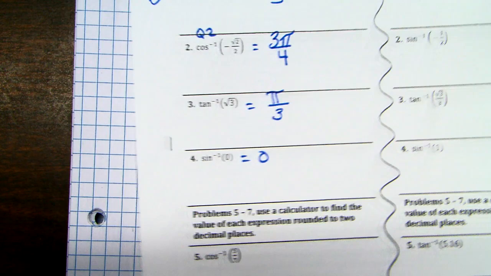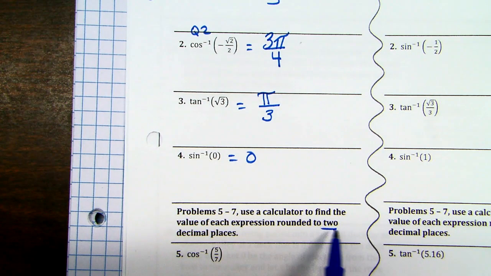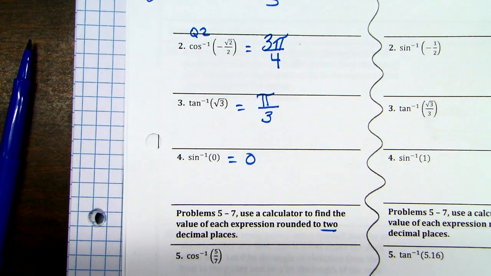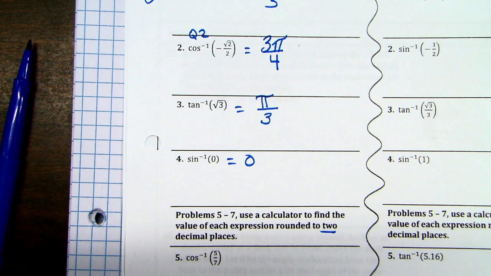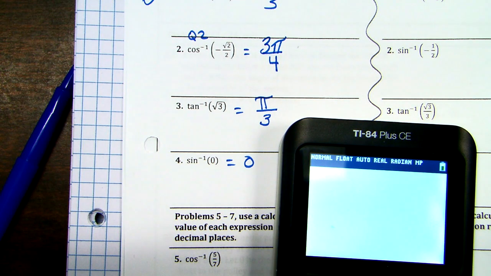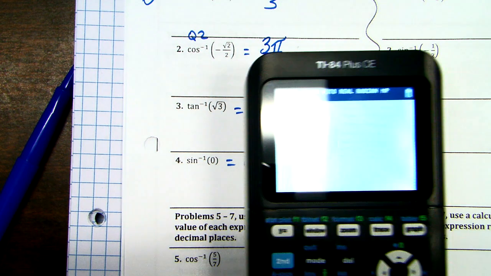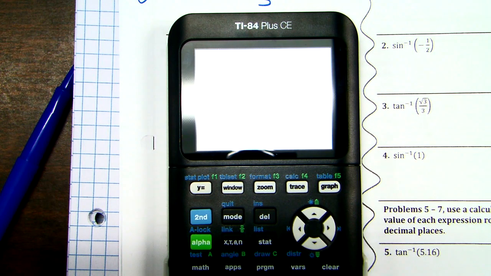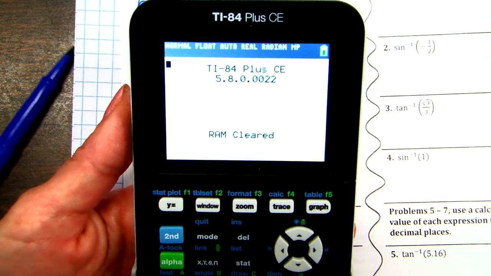Okay? Let's remember how to do the calculator and the rounding part. We always put our answer in radians, except for one situation, which I'll talk about in a minute. And your classmates were just working with it last period, so you always want to clear your RAM, because right now a lot of your calculators might be in degrees, okay? So remember, when you clear your RAM, it defaults you right back to radians. You don't have to worry about it, okay?